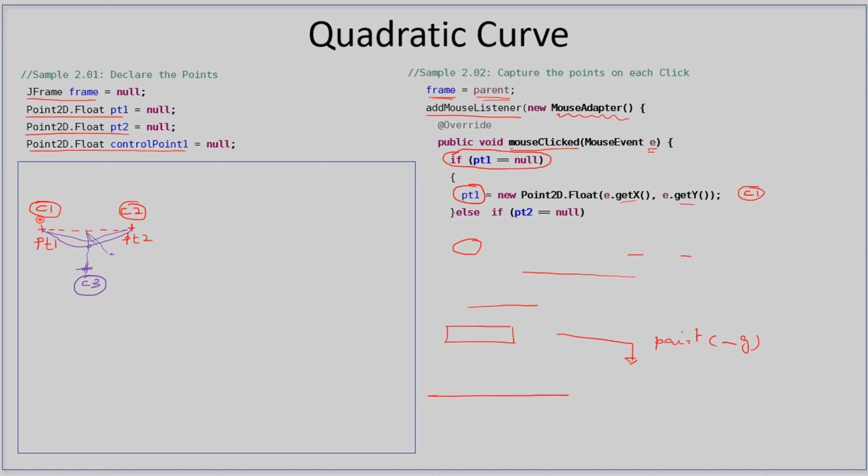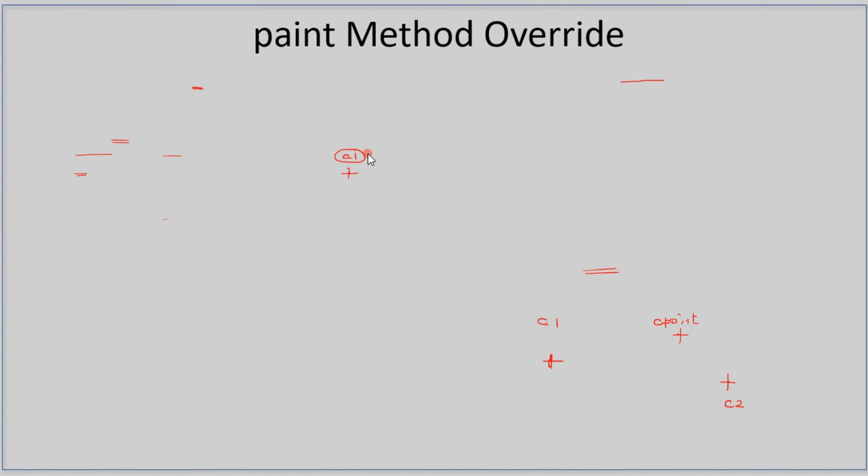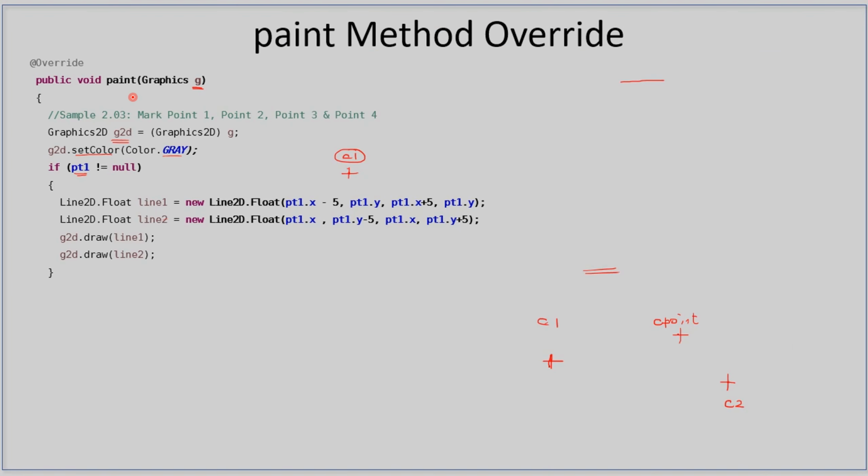For the very first mouse click we decide point 1, and we will show that to the user with a crosshair, then point 2, after that control point. So point 1 and point 2 were shown in gray color, then we showed the control point in red color. So all this was done in the previous video by handling the mouse clicked as well as the paint method override.